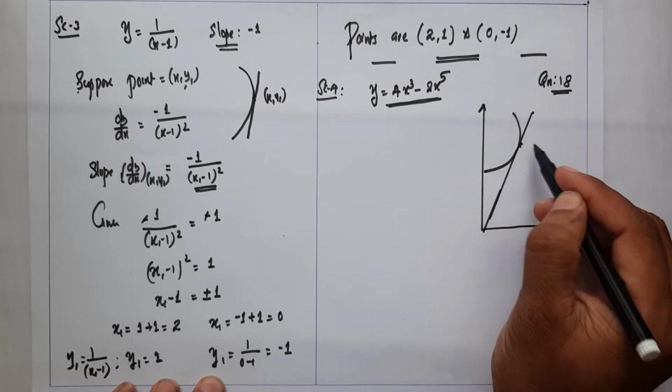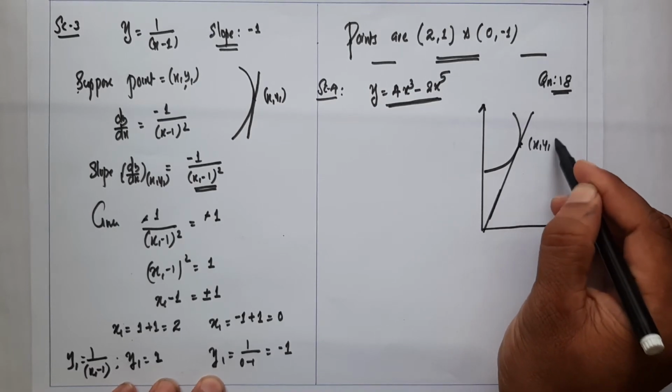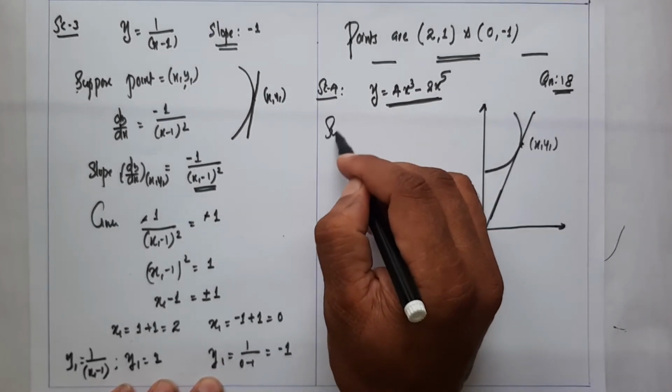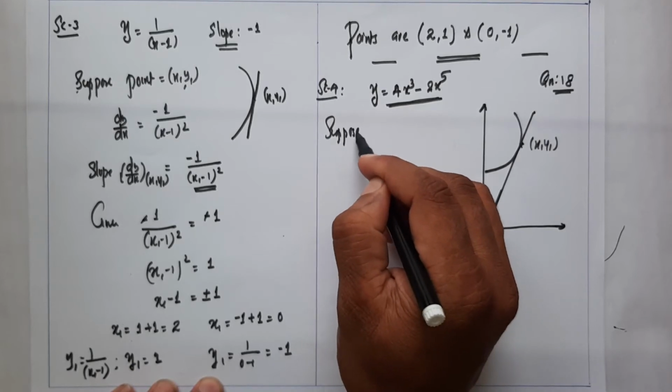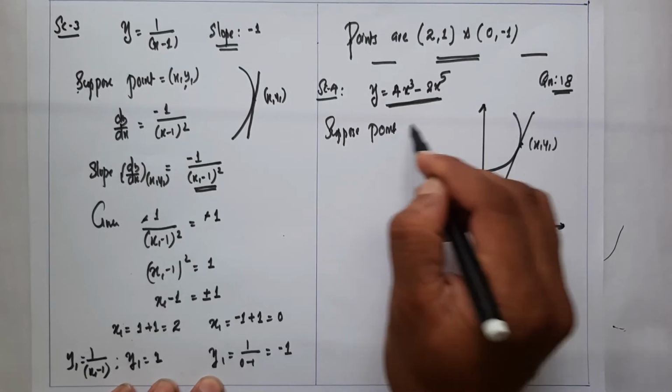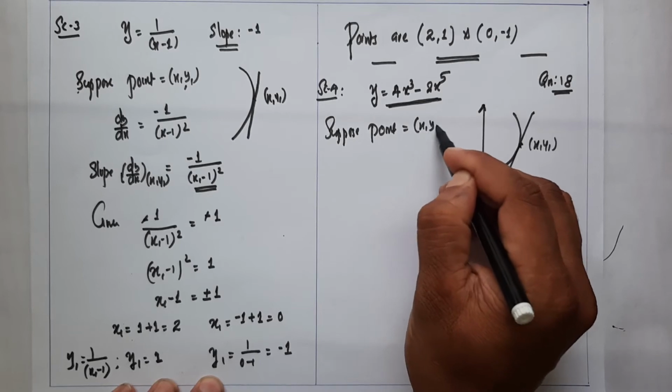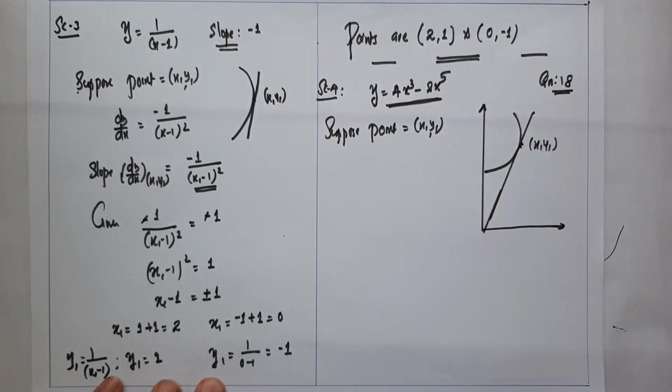We find the point of contact. Suppose we take the point on the curve as x1, y1. How do we find x1, y1?